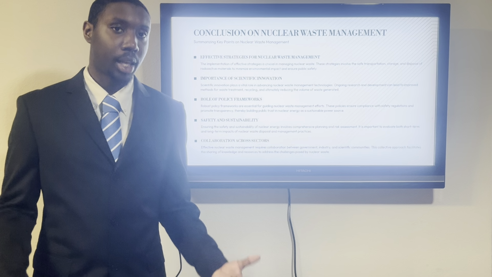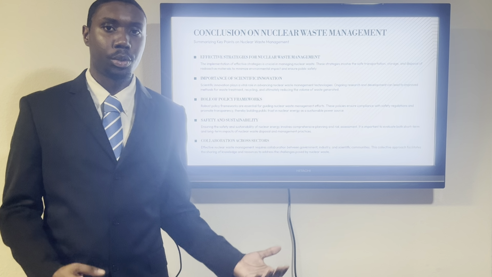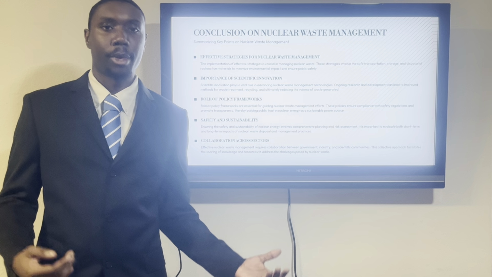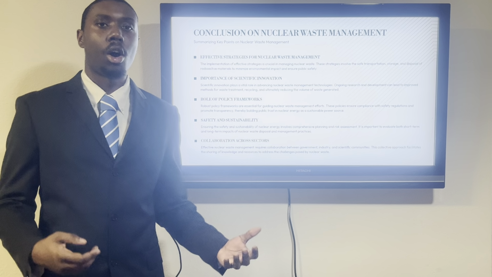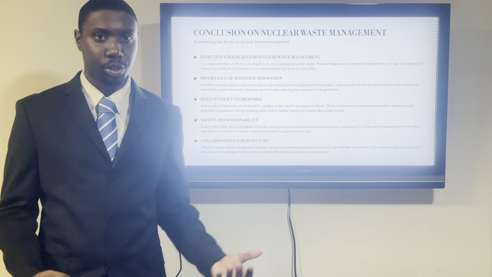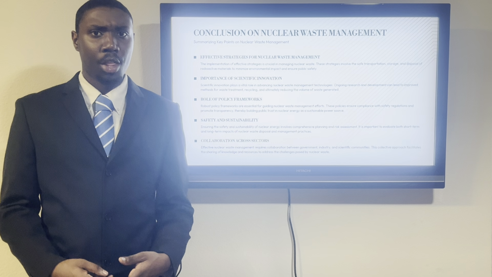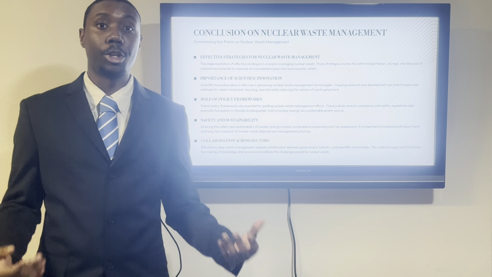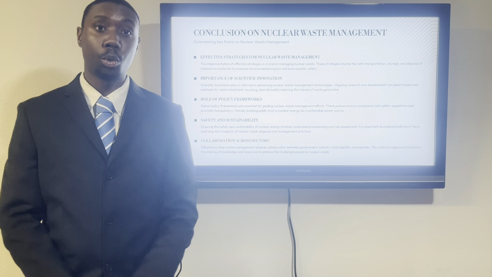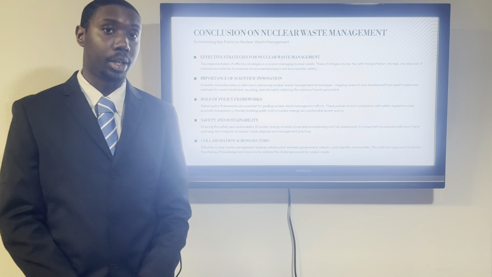Advances in treatment technologies will help improve storage solutions, and alternative disposal methods such as geological storage and recycling of nuclear materials are at the forefront of research and development. These innovations aim not only to mitigate environmental risks, but to help ensure the safety and sustainability of nuclear energy as a viable, clean energy source.